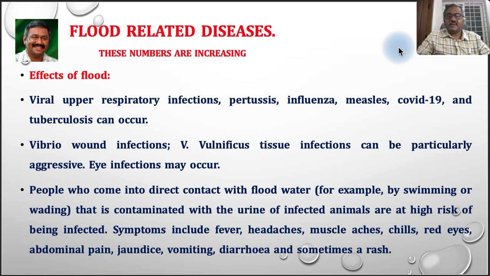Viral upper respiratory infections, pertussis, influenza, measles, COVID-19, and tuberculosis can occur. Vibrio wound infection, especially Vibrio vulnificus tissue infections, can be particularly aggressive. Eye infections may occur. People who come into direct contact with flood water, for example by swimming or wading, that is contaminated with the urine of infected animals, are at high risk of being infected. Symptoms include fever, headache, muscle ache, chills, red eyes, abdominal pain, jaundice, vomiting, diarrhea, and sometimes a rash.